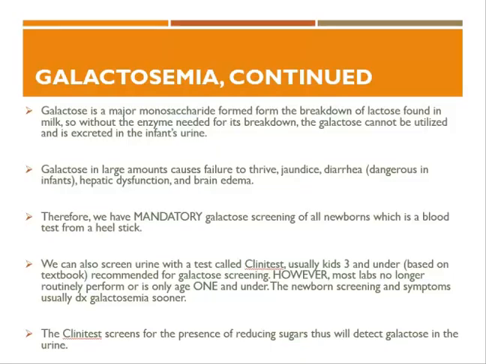Galactose in large amounts causes failure to thrive in these patients. It causes jaundice and diarrhea, which is dangerous in infants. It also causes hepatic dysfunction and brain edema.